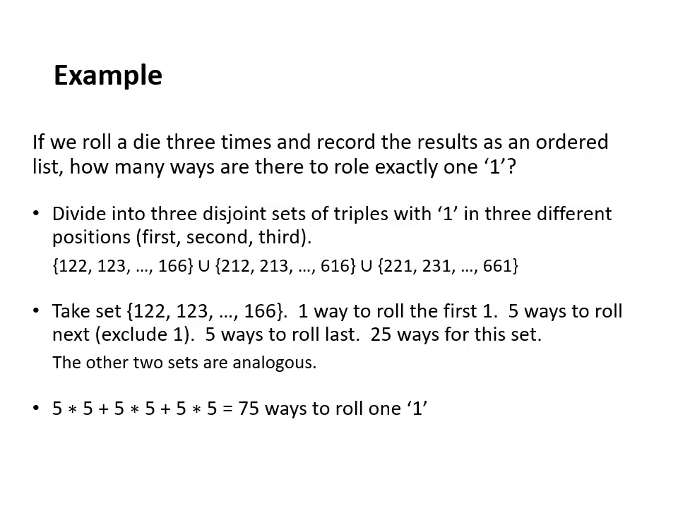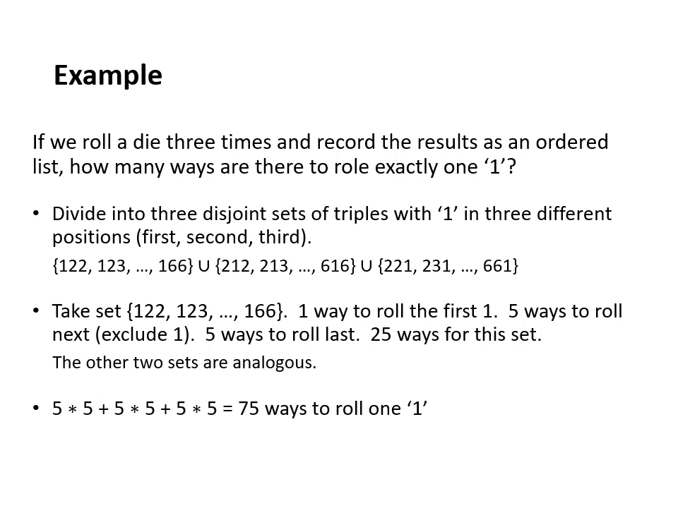So let's look at another example. Let's say we roll a die 3 times and record the results as an ordered list. And now the question is, how many ways are there to roll exactly 1, 1?